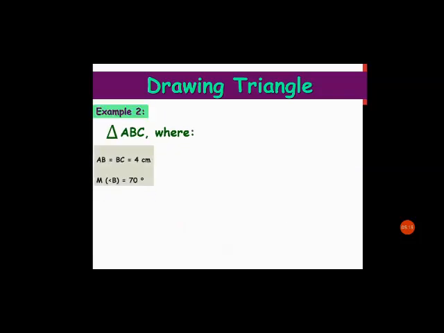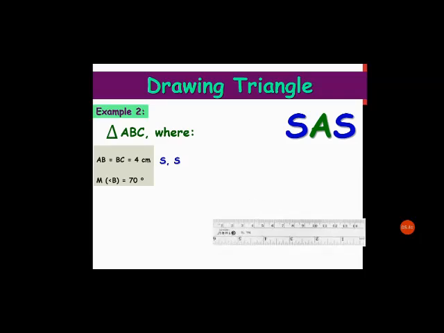The second example, the triangle ABC, where AB equals BC equals 4 centimeters, and we have the measurement of angle B equals 70. So now how many sides are equal? Just without looking at the drawing, we have two sides equal, which means this triangle may be isosceles. So we have two sides equal and just one angle. So two sides and one angle.